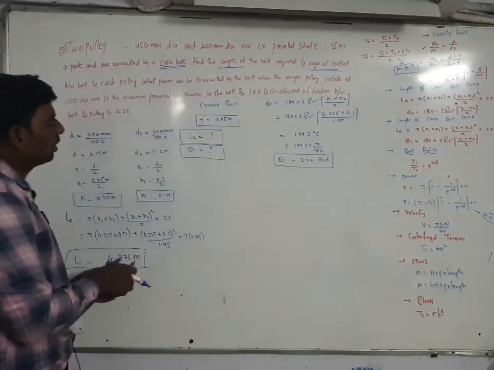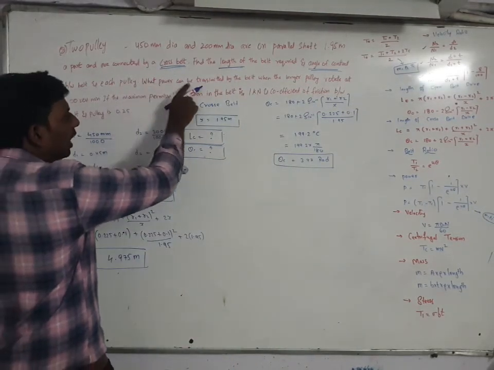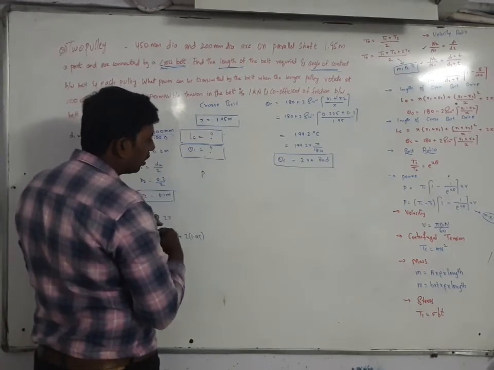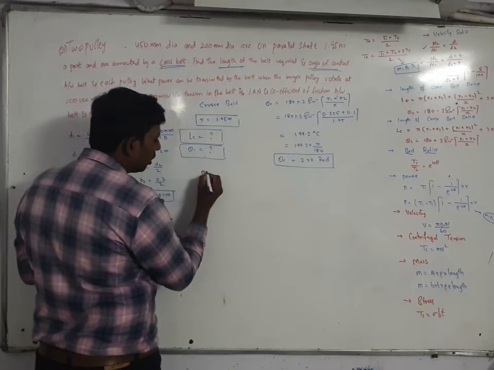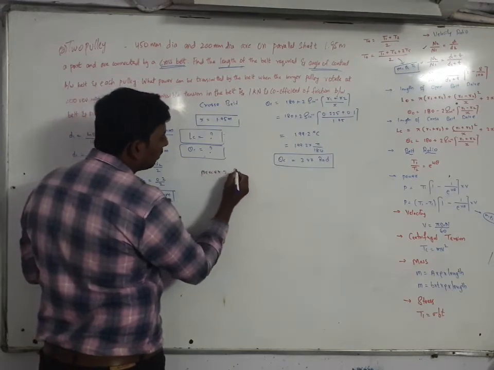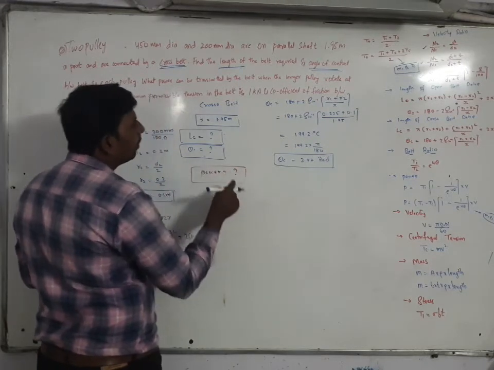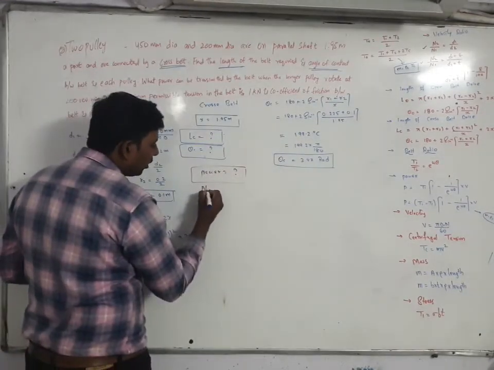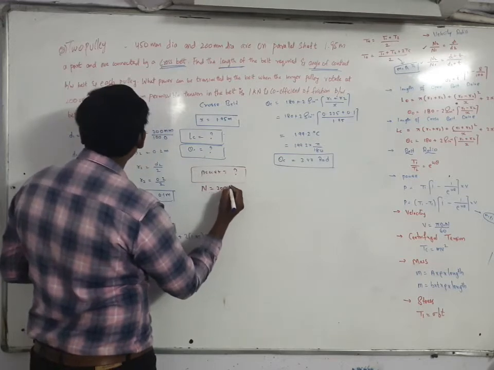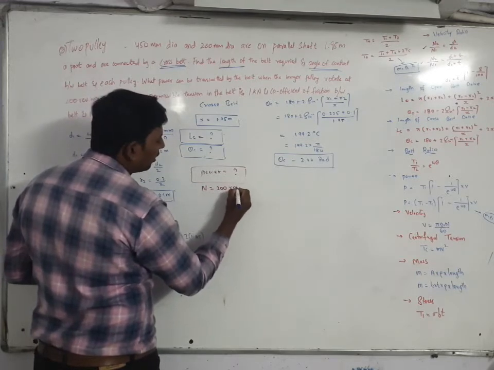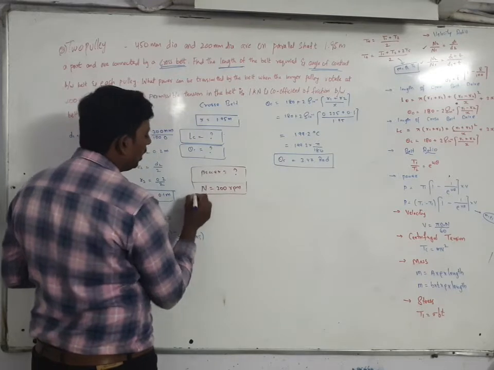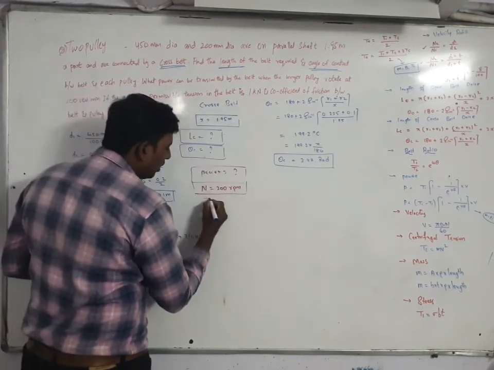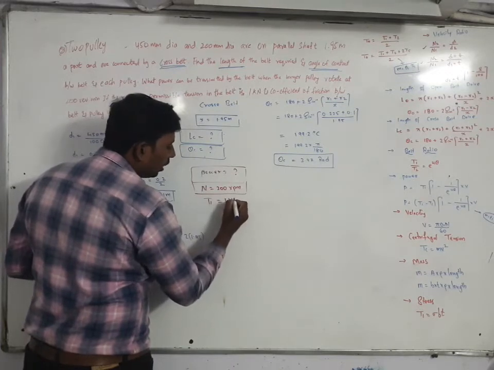Now next, after that, what power can be transmitted? He is asking to find out the power when the larger pulley rotates at N value. N is equal to how much is given? 200 rpm, revolutions per minute, is given. If the maximum tension, that means T1, is given, T1 is equal to 1 kilonewton.